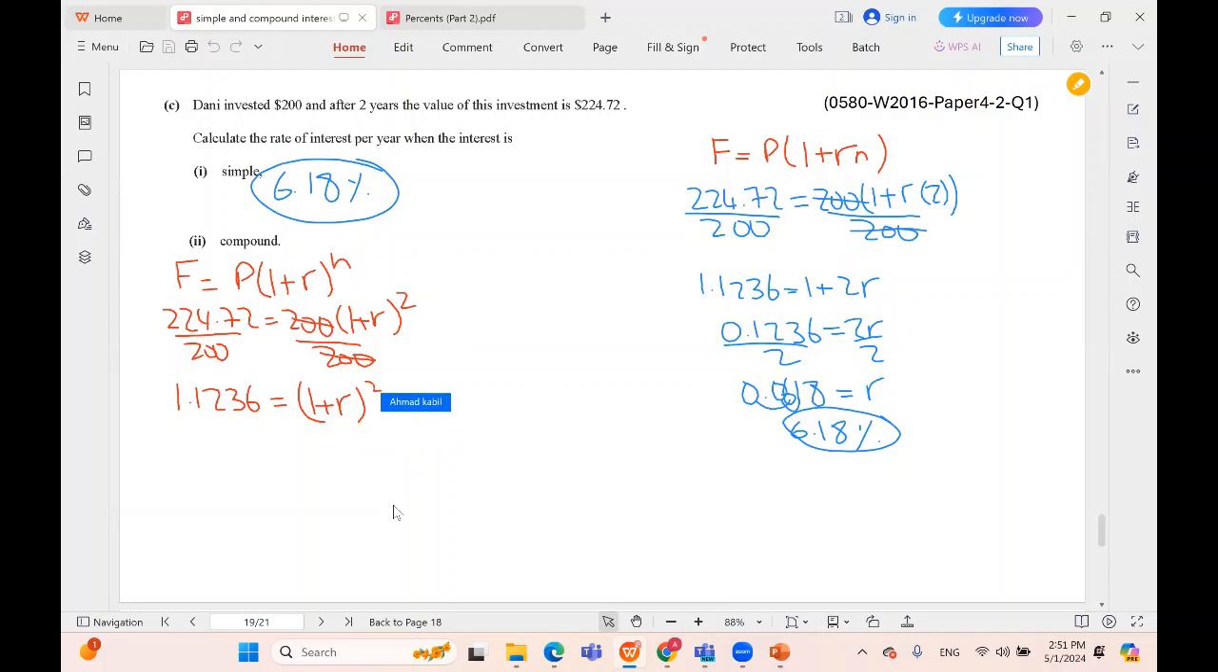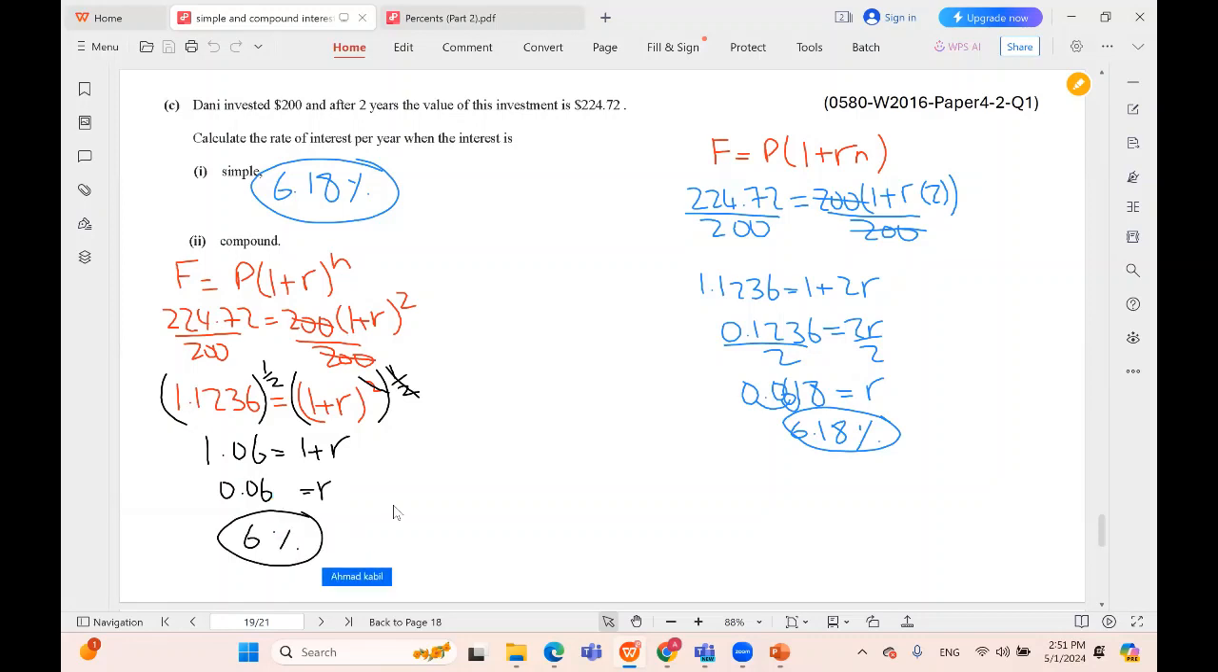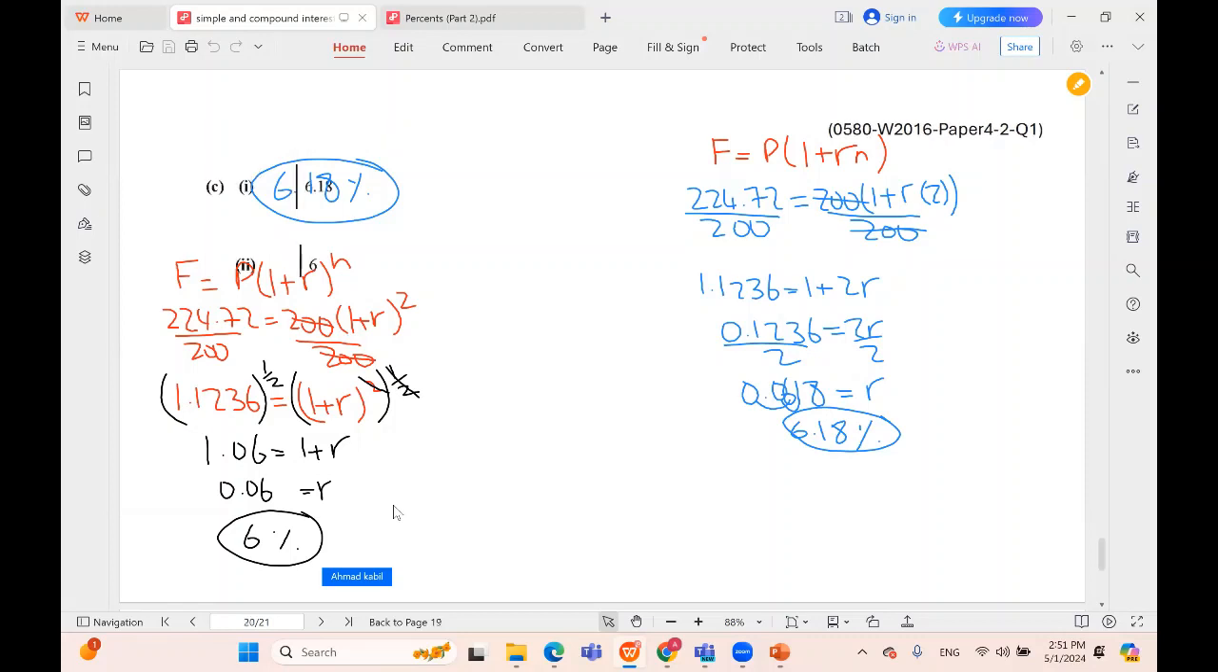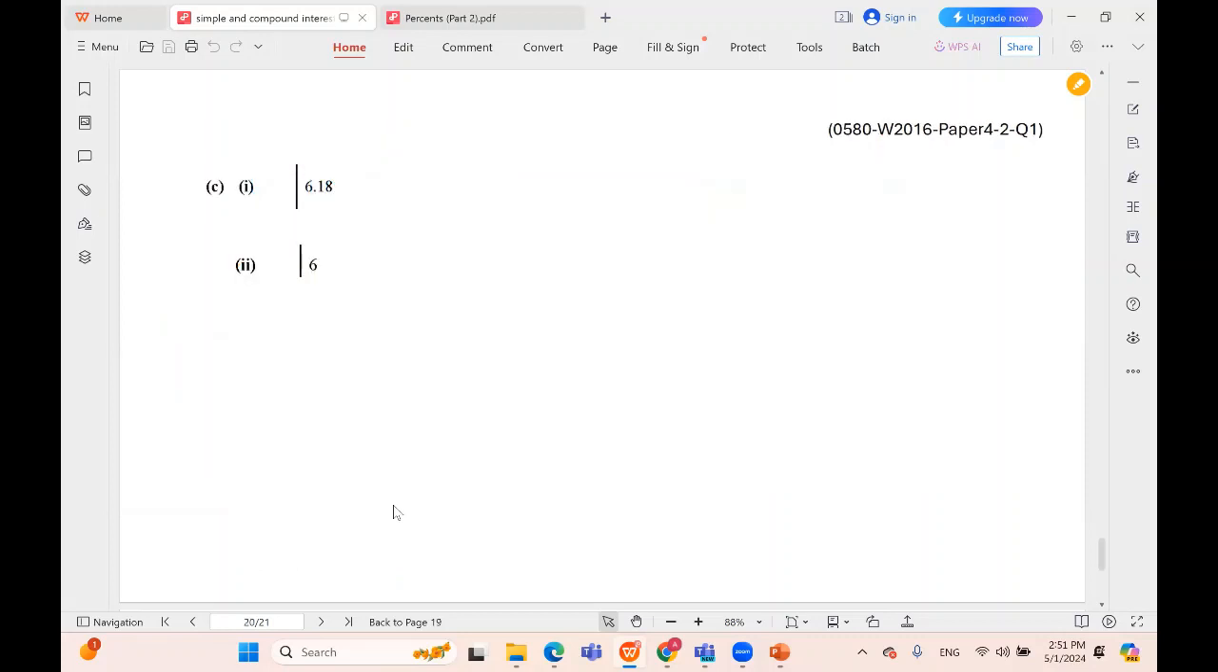We can just take the reciprocal power again or take the square root. Think of it whichever way you want. I like to think of reciprocal powers, so these will cancel out. So 1.1236 to the power half is 1.06. So 1.06 equals 1 plus R. So R equals 0.06. Multiply by 100, so 6%. So 6.18 for I and 6 for double I.